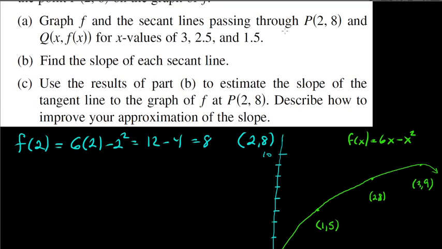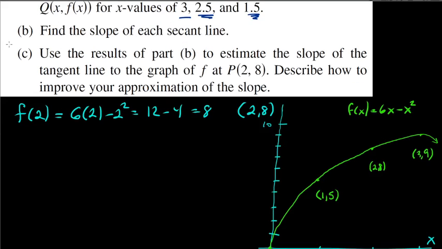They also want to graph the secant lines passing through the point 2, 8, and for these 3 points here, 3, 2.5, and 1.5. And I'm not going to do the 3, so you can do that if you want. I'm going to do the 2.5 and the 1.5. Okay, so maybe we should figure out, what is f of 2.5? Well, it's 6 times 2.5 minus 2.5 squared. So just put that in your calculator. And I get 8.75, or 8 3/4.